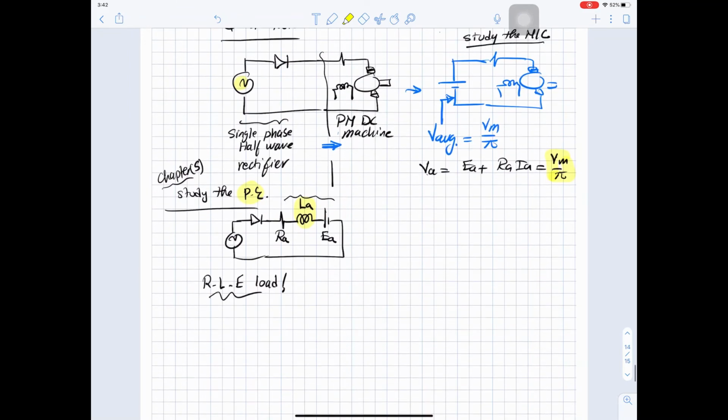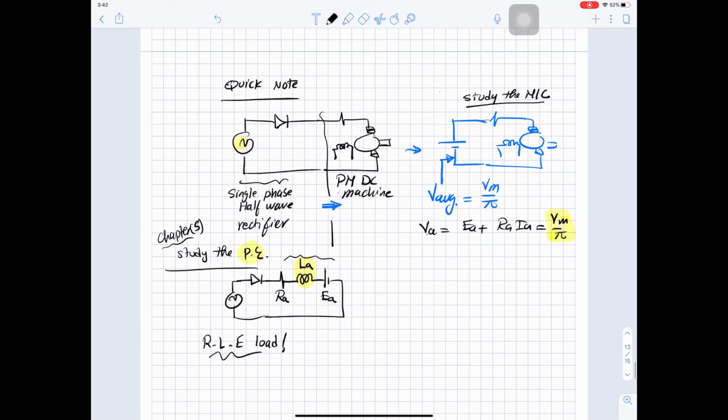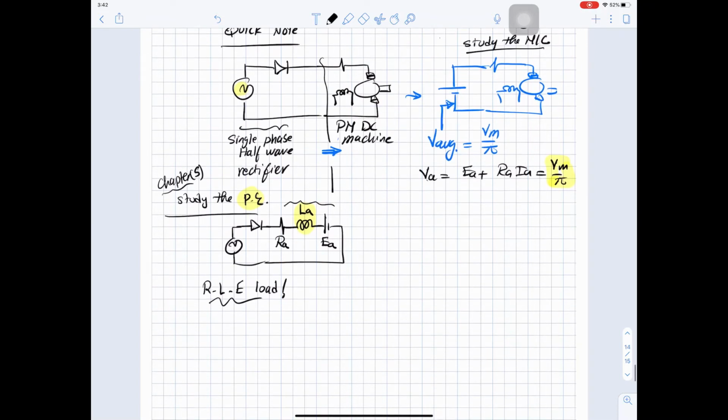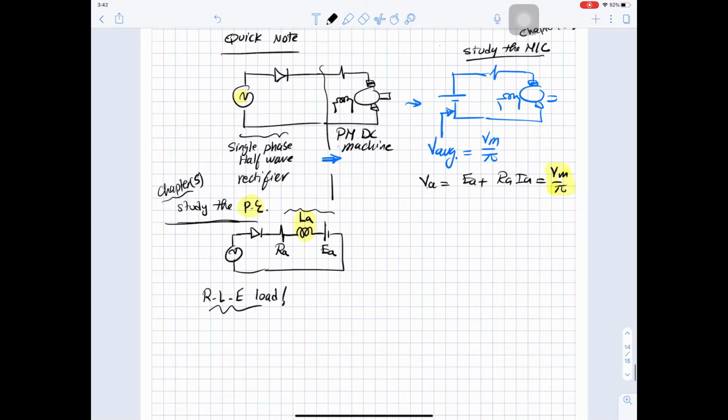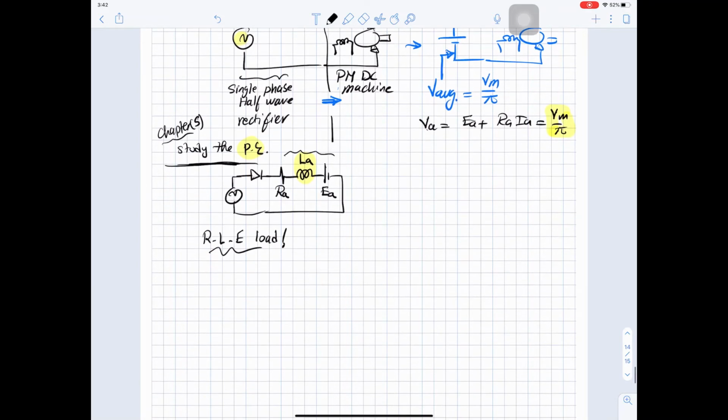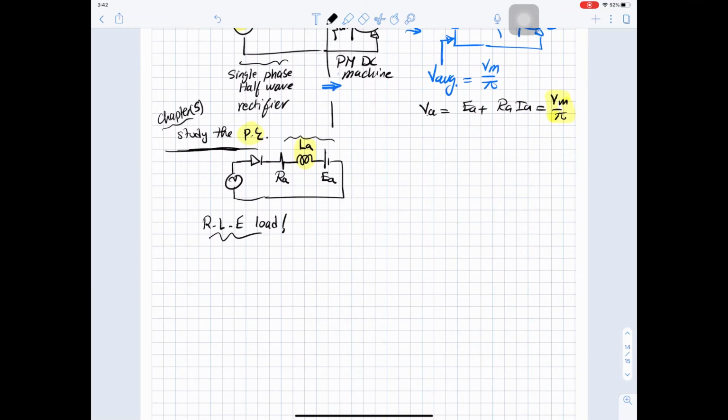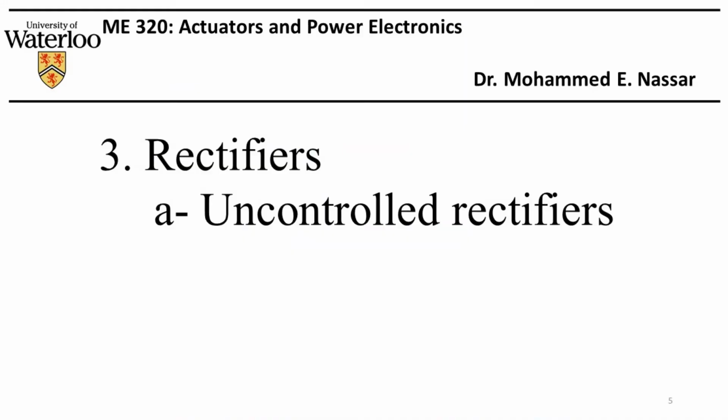And to study the controlled machine, this will be our chapter 6, we will see how the machine will react when we have the power electronics. Okay, so this is how we will model the machine into the power electronics, and this is how we will model the power electronics into the machine. Okay, so I will stop the lecture here and see you next lecture.